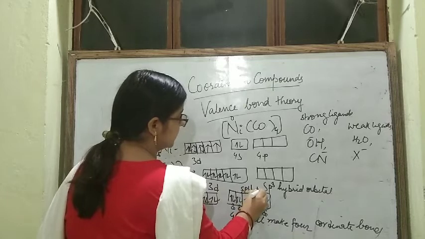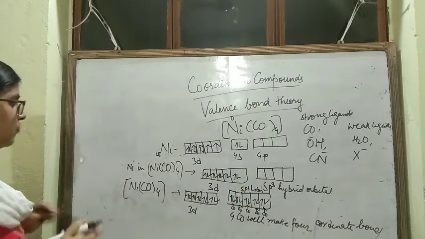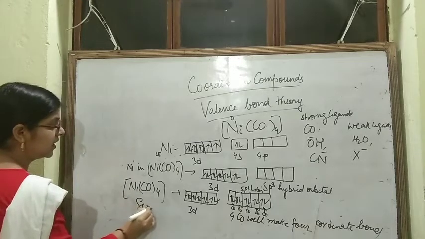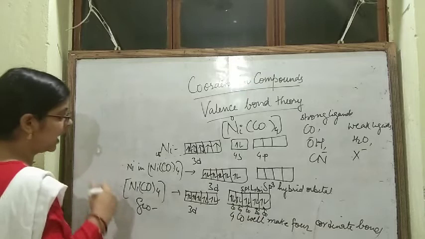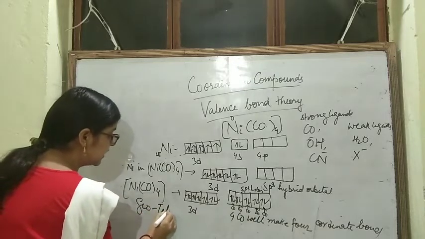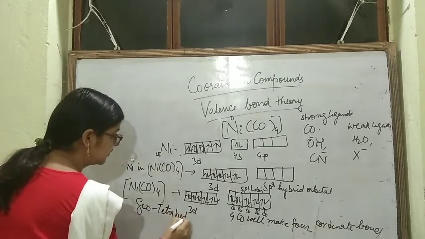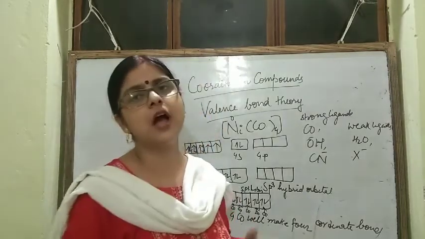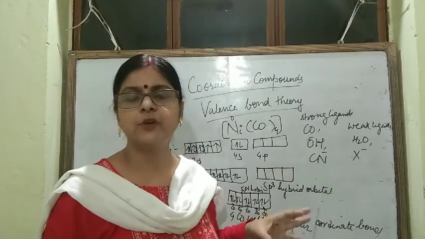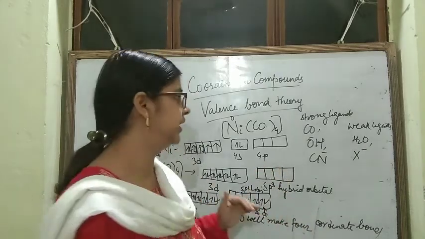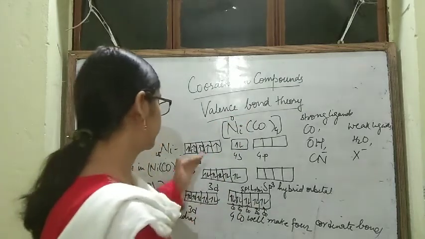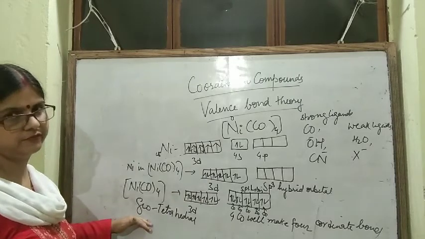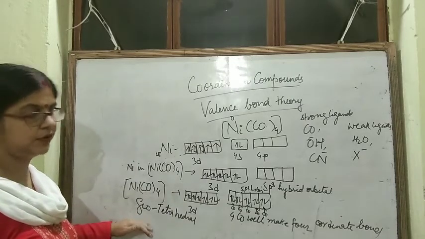So what will be the geometry of the complex? Whenever there is sp3 hybridization, the geometry is tetrahedral. So the geometry is tetrahedral. If you are asked to find out the geometry of nickel tetracarbonyl, then you will have to write it this way and you will find the geometry to be tetrahedral. Okay?